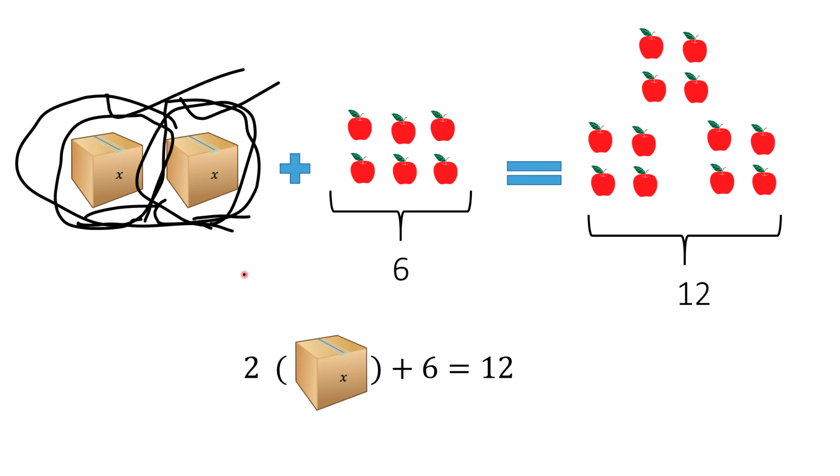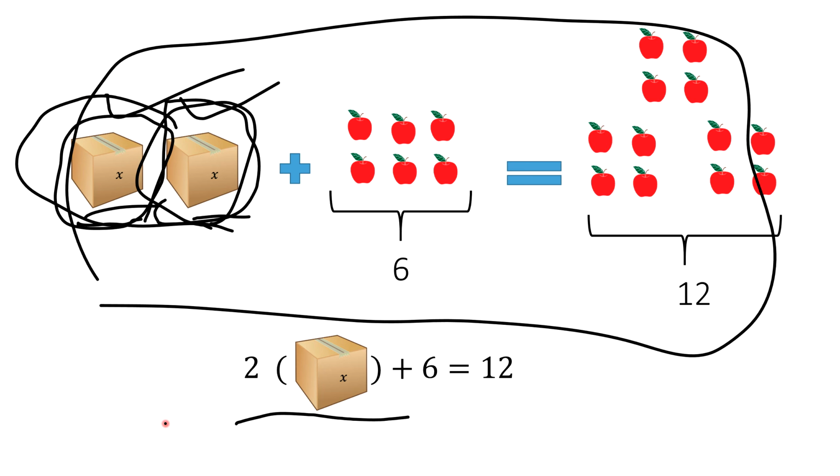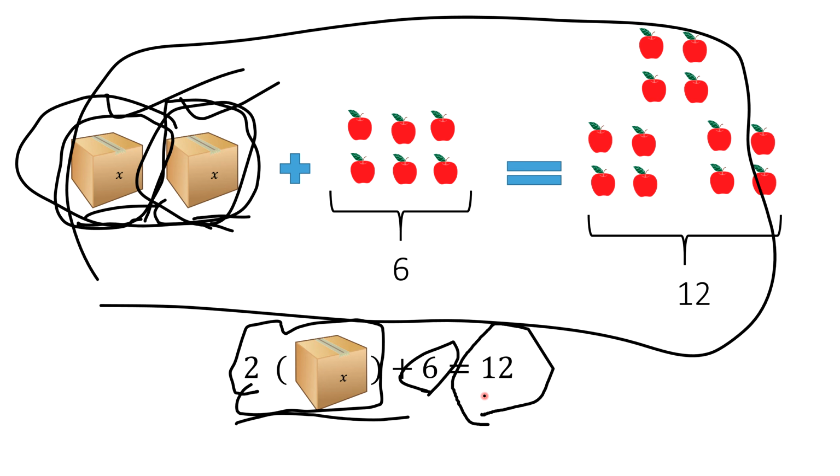Okay, so I can make this equation similar to the way that we had in the basic video, as this equation representing this big picture equation. So I know box x plus box x make 2 box x, so I write it as 2 of these box x's plus 6 have made total of 12 apples.